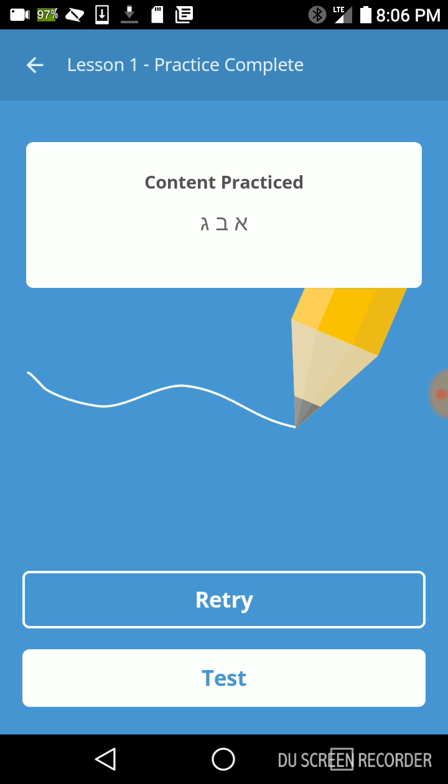Tav. Okay, so this is a T in Hebrew, and you find it in the word toda, which means thank you. Okay. Mashimcha, right? This is T, and so you say, oh, thank you.